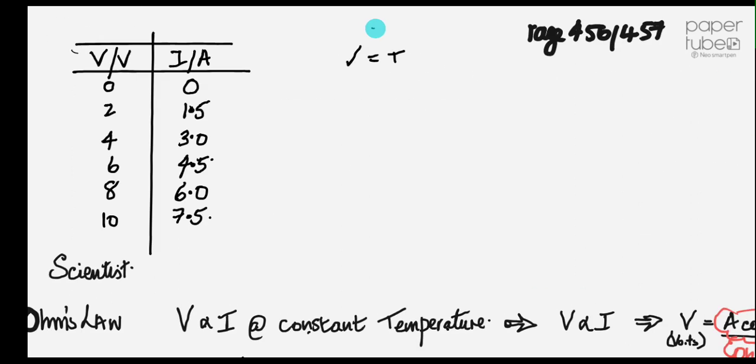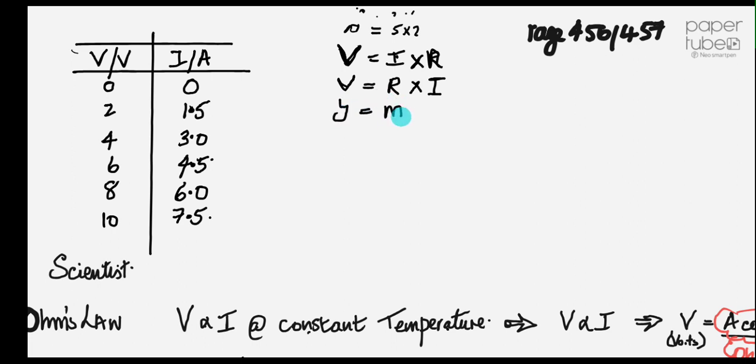10 is equal to 5 by 2. That's exactly the same as 10 is equal to 2 by 5. So I'm just going to rearrange this. V is equal to R multiplied by I. Now I'm going to put the straight line formula in it. And the straight line formula is y equals mx plus c. Right? And now I'm going to do a bit of mapping.